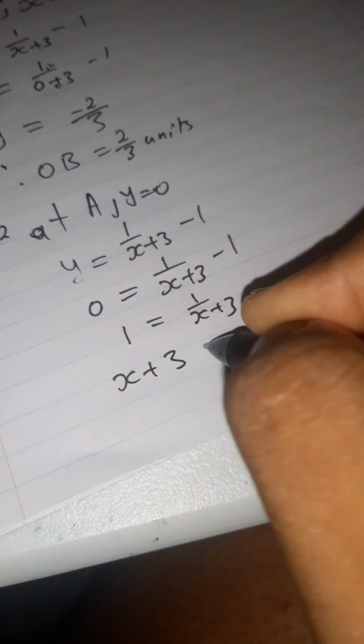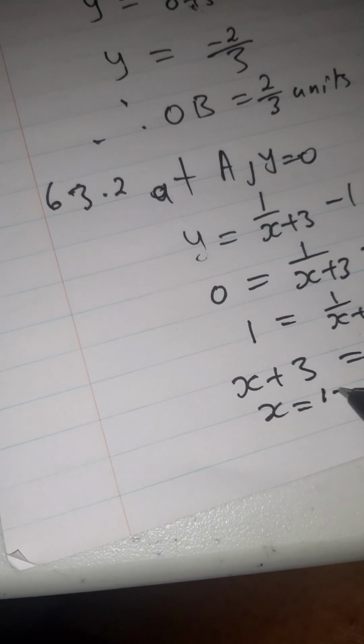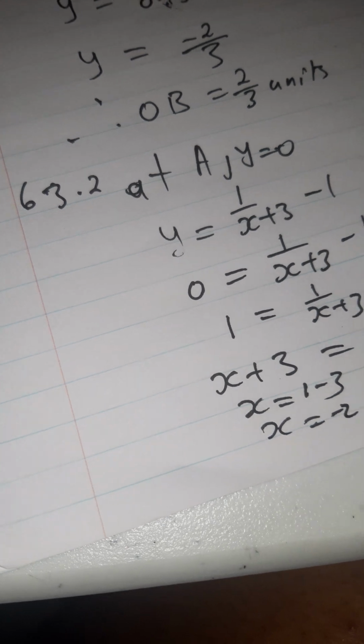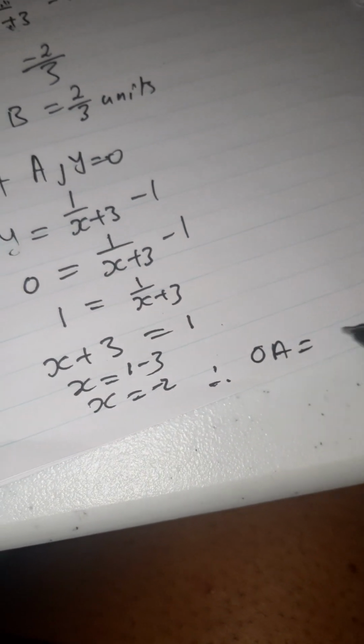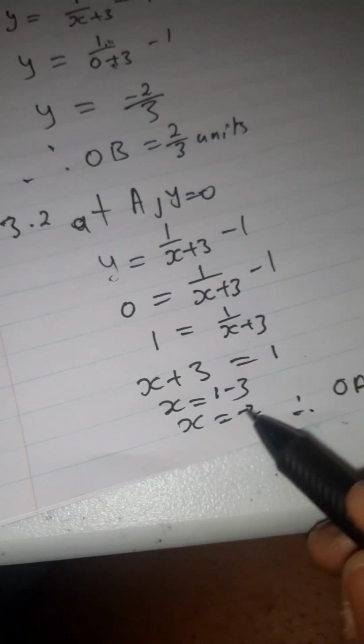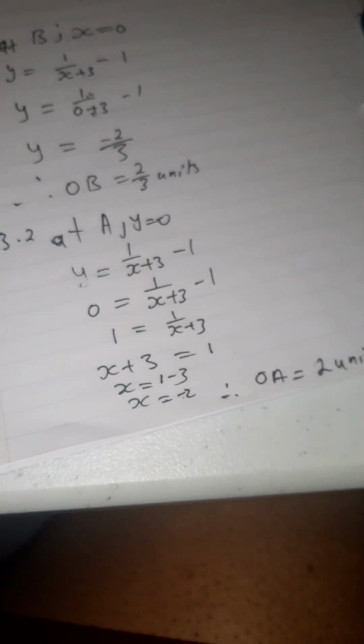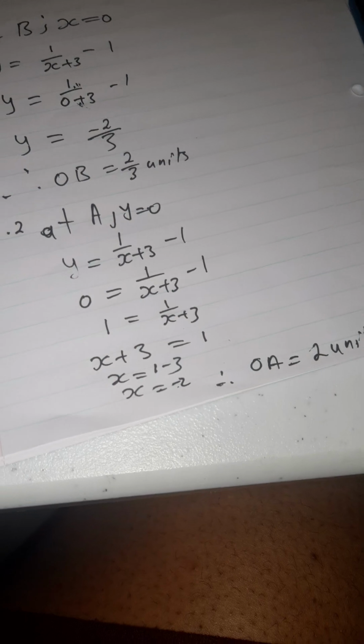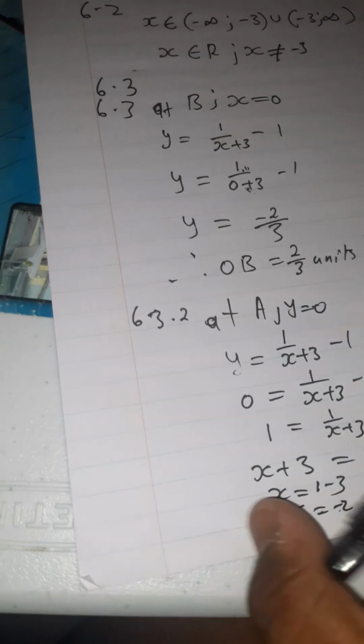3 minus 1. I said y is equal to 0, so 0 equals 1 over x plus 3 minus 1. Then 1 equals 1 over x plus 3. Cross multiply. x plus 3 equals 1. Then do my maths. x equals 1 minus 3, then x equals -2. Therefore, OA is equal to 2 units. Whether your answer is positive or negative, you want the length. You just want how long it is.